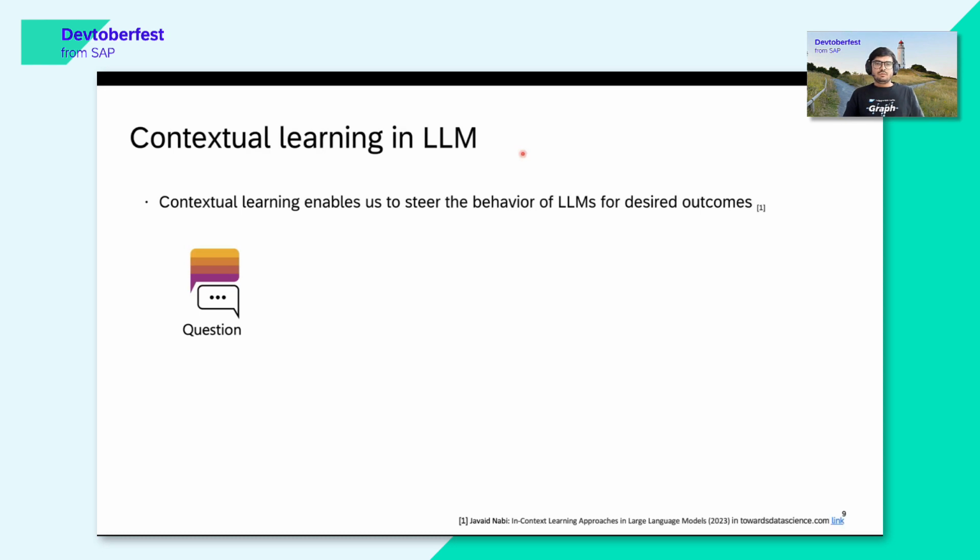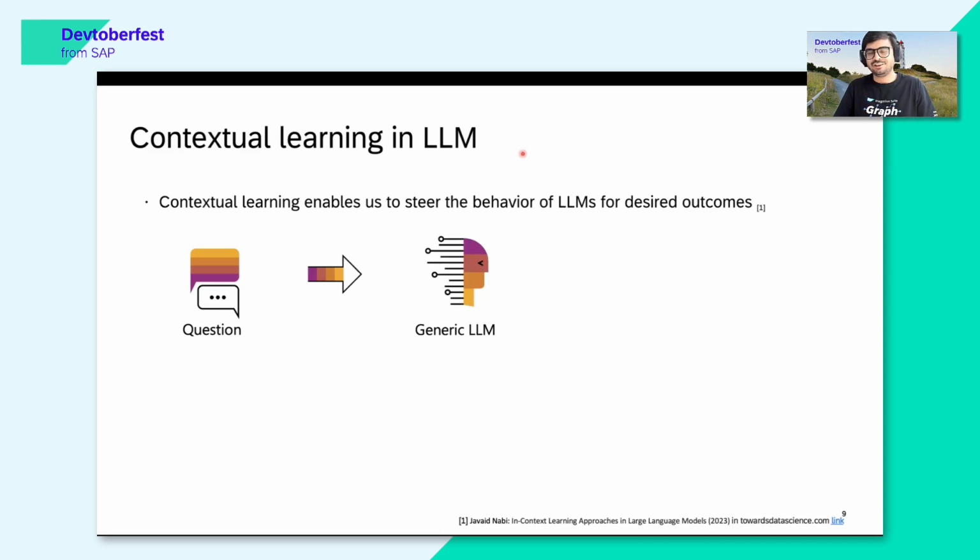So what is contextual learning in an LLM? Contextual learning enables us to steer the behavior of an LLM for desired outcomes. What it means is, let's think this through with an example. Imagine that you are a business owner and you want to know what was the amount of sales that you made for today. And then you can simply ask this question to an LLM model and say, hey, tell me the sales that we made today.